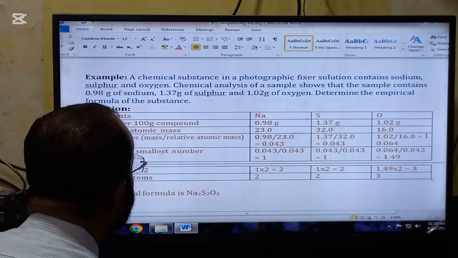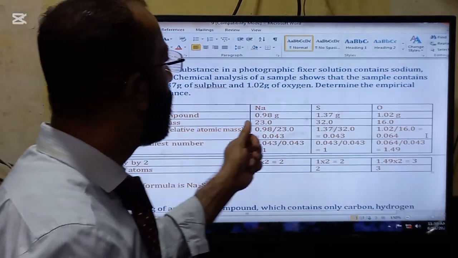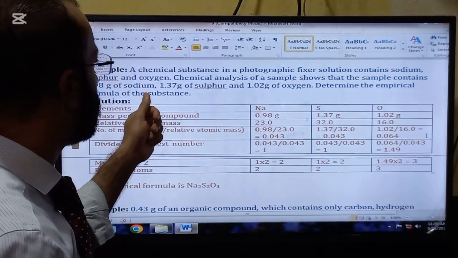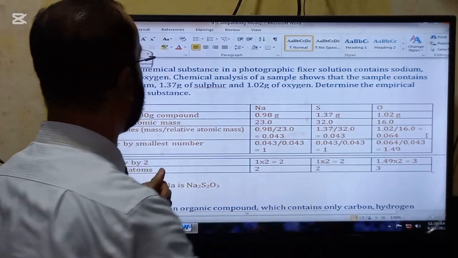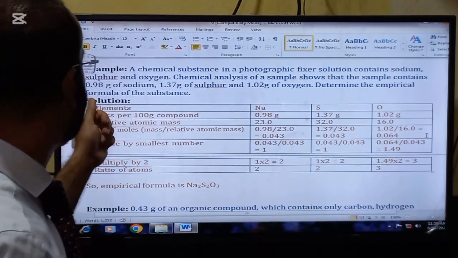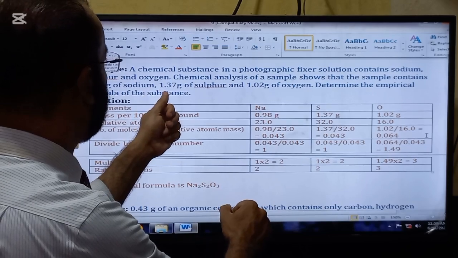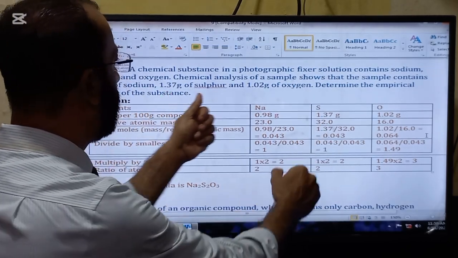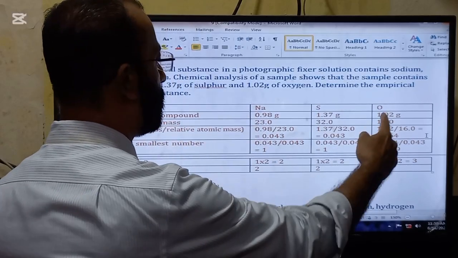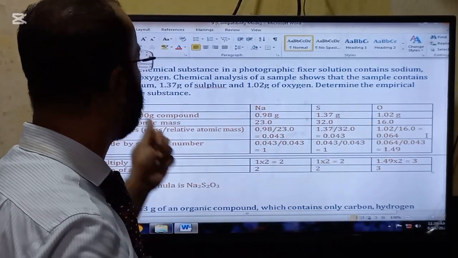Okay, another question is here. A chemical substance in a photographic fixer solution contains sodium, sulfur and oxygen. So sodium, sulfur and oxygen. Chemical analysis of this sample shows that this sample contains 0.98 grams of sodium. Here is the mass. 1.37 grams of sulfur, this one, and 1.02 grams of oxygen. So these are the masses given. Now, requirement is determine the empirical formula.